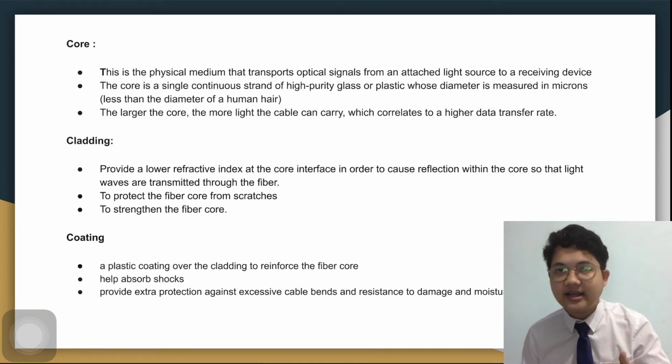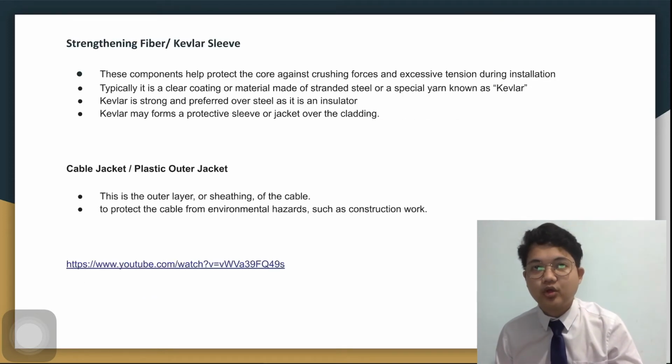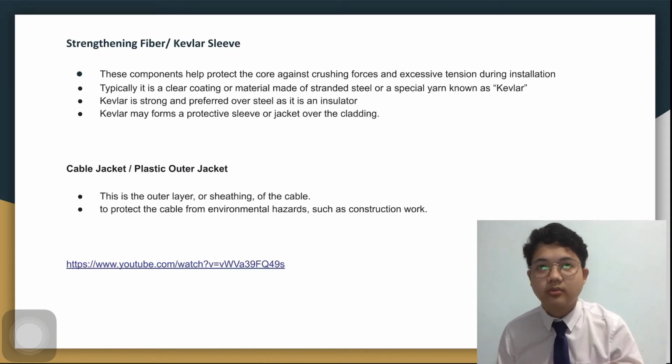We continue with the cladding. Cladding provides a lower refractive index at the core interface in order to cause reflection within the core, so that light waves are transmitted through the fiber. Besides that, cladding also protects the fiber core from scratches and strengthens the fiber core. We continue with the coating. A coating is a plastic coating over the cladding to reinforce the fiber core. It also helps to absorb shock and provides extra protection against excessive cable bend, and is resistant to damage and moisture.